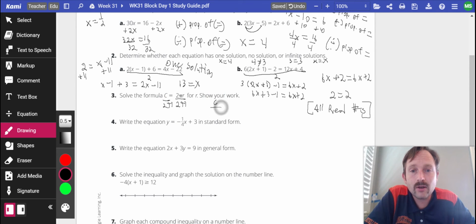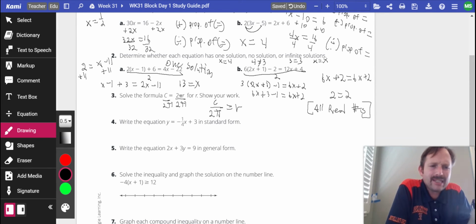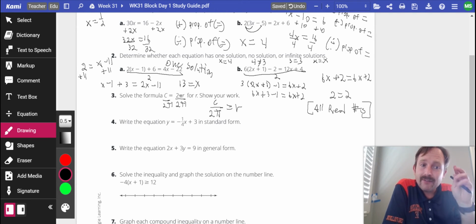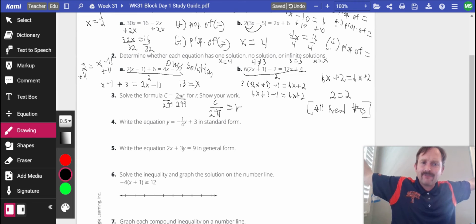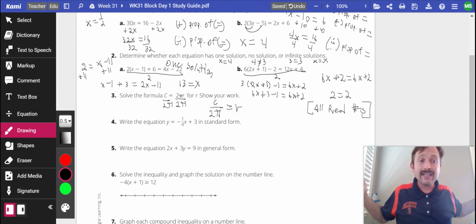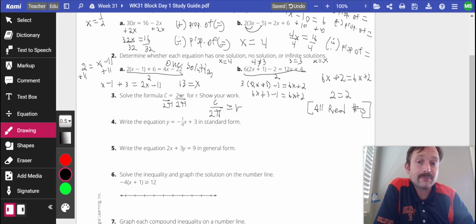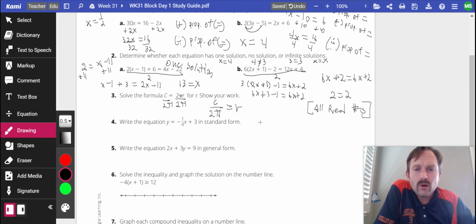I get C over 2 pi is equal to r. Is r by himself? Yes. Then we are done. Now, if there was like a plus d or something, we'd subtract by d first, then divide by 2 pi. You have to make sure you work your way from the outside, farther away from r, or whatever variable you're solving for, until you get to the very variable that we're trying to solve for, which was r.